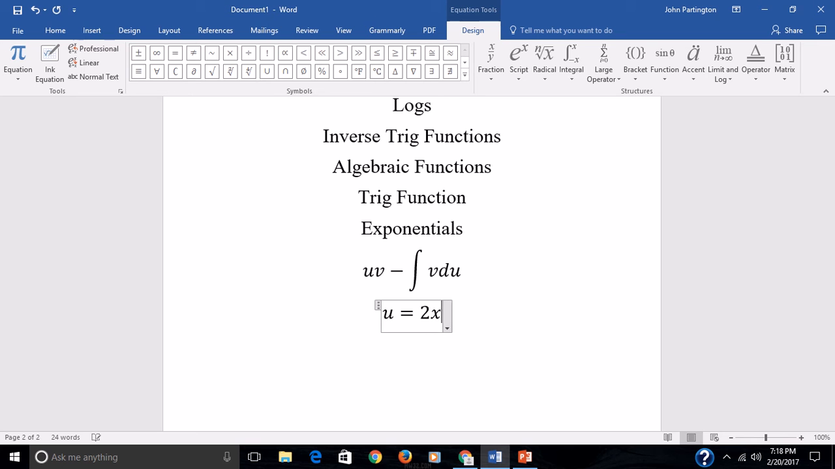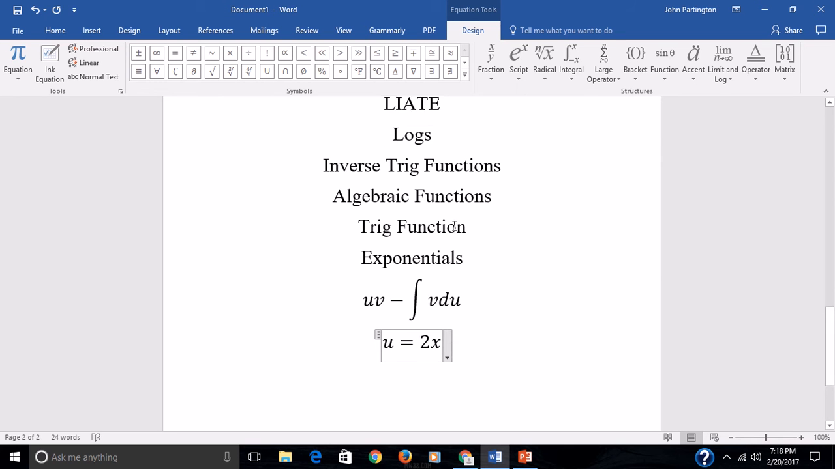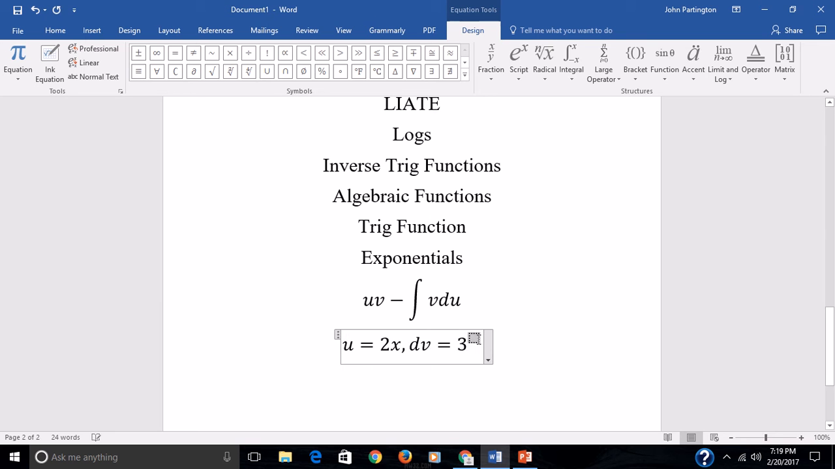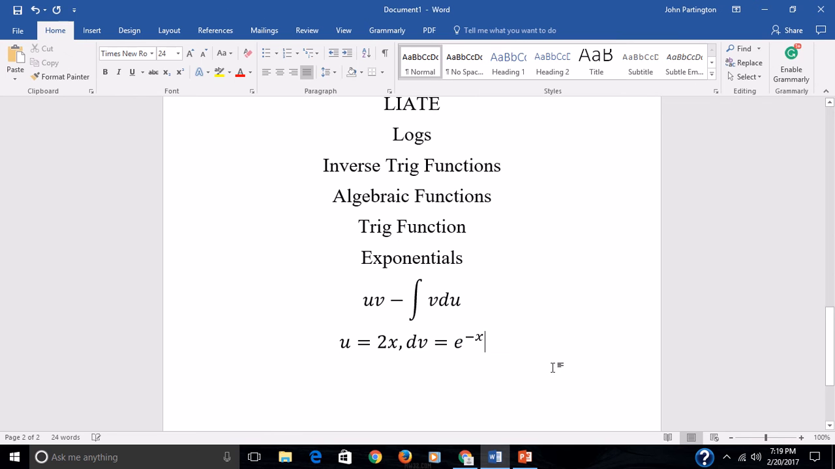U is 2x. Now our other part is going to be our dv. Our dv is going to be equal to e to the negative x. So now what we want to find is du and v as well.